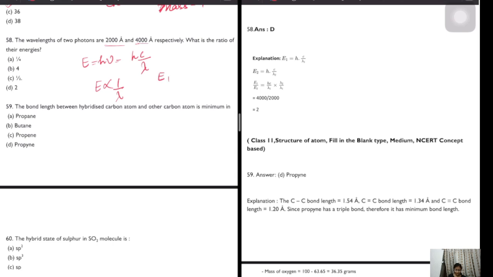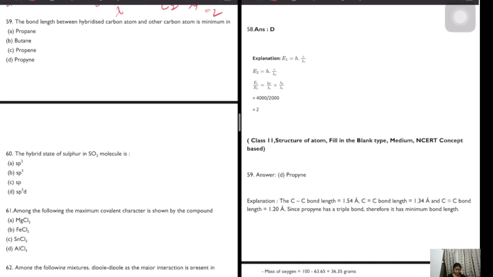For example, if we have E1 by E2, then we can take it as lambda 2 by lambda 1. So it would be 4000 upon 2000, which would give us 2. So the correct answer would be D.